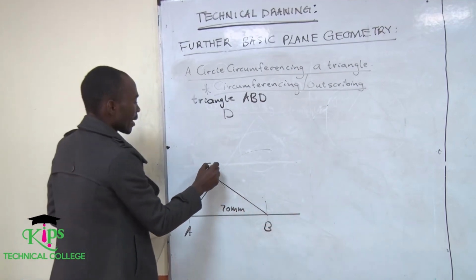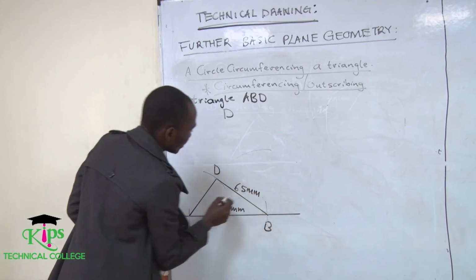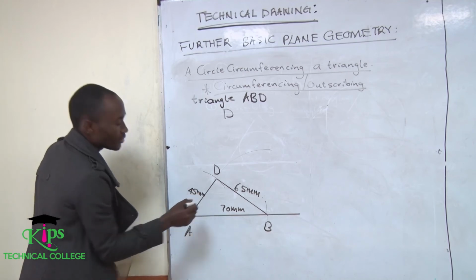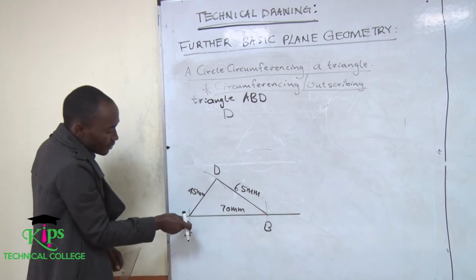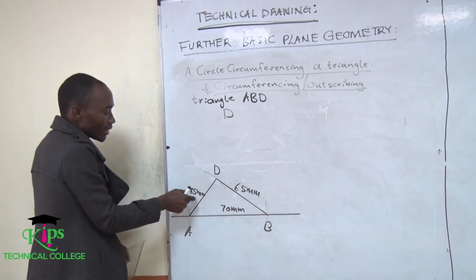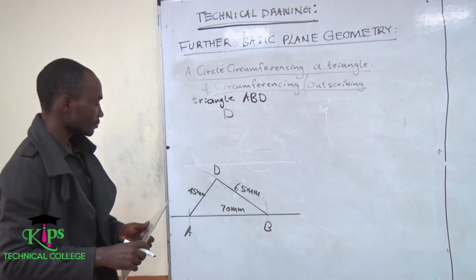So this is my D. This is 65 millimeters. This is 45 millimeters. So it's a matter of you just take your compass, you place it here with the 65, you stand here with the 45, and wherever those two intersect, this is my 45, 65, then you join, you get a triangle.